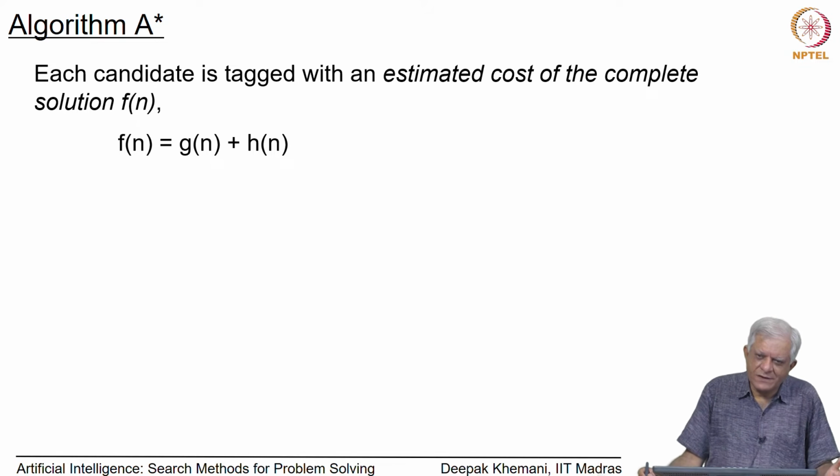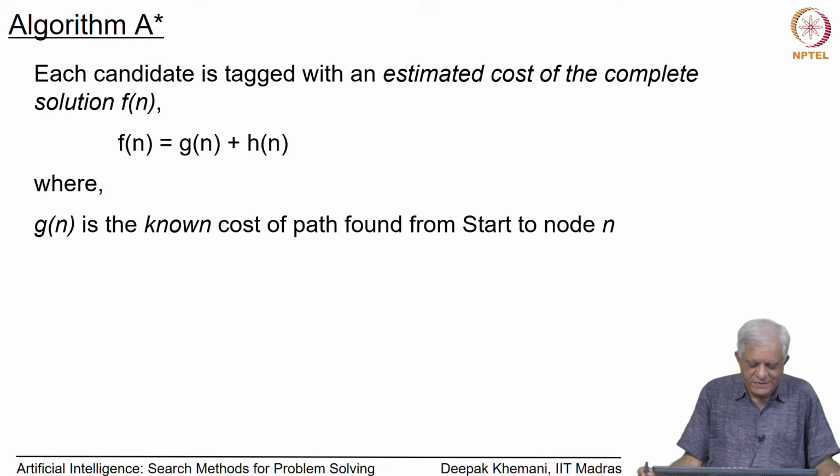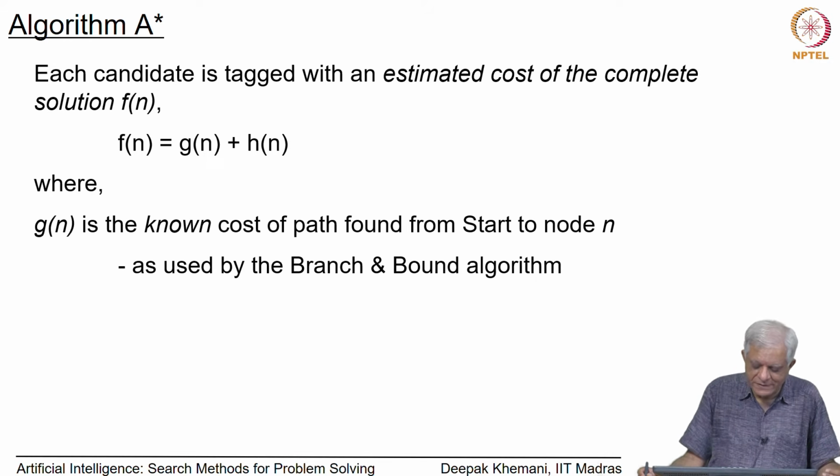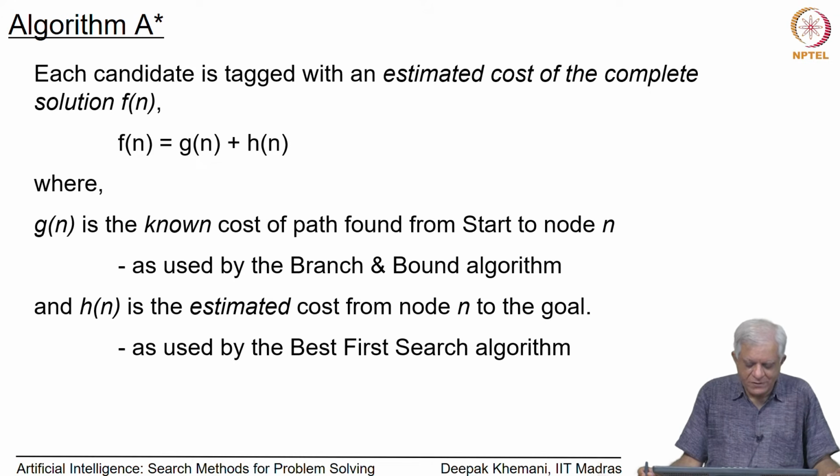In branch and bound, the estimated cost was only g of n. In best first search, the estimated cost was only h of n, but A star uses a combination: f of n is equal to g of n plus h of n. It looks behind as well as it looks ahead. So, g of n is a known cost of the path found from the start node to the node n, and this is what was used by branch and bound, and h of n is the estimated cost from the candidate node n to the goal node, and this is what was used by best first search essentially.